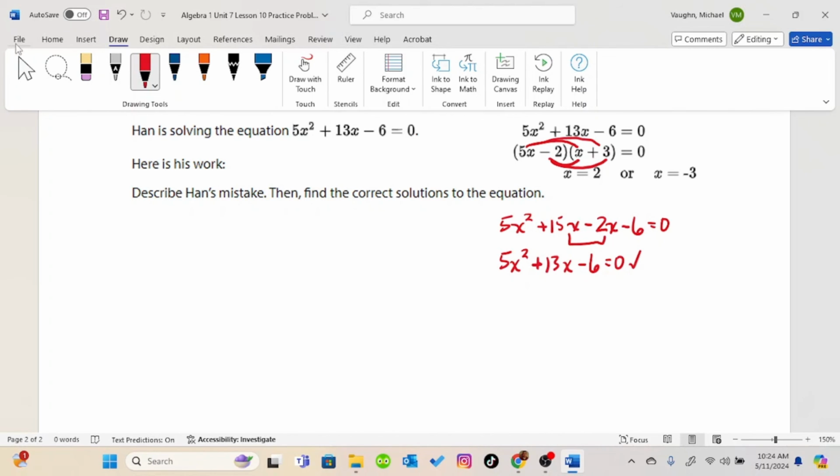Now let's set each one equal to 0 and see what we would get. First, we let 5x minus 2 equal 0. We would add 2 to both sides and get 5x equals 2. Then we need to divide both sides by 5, and we get x equals 2 over 5. Han forgot to divide by 5.